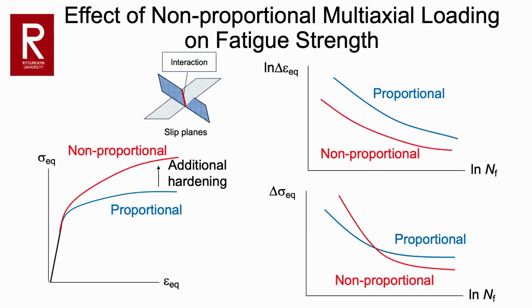On the other hand, in the stress controlled test, this is the stress versus failure life. This is the proportional uniaxial loading, and this is the non-proportional loading. Due to the cyclic additional hardening, at a high stress level, the failure life becomes longer than in proportional loading. But at a lower stress level, it decreases. This means the fatigue strength is reduced due to the creation of micro cracks.